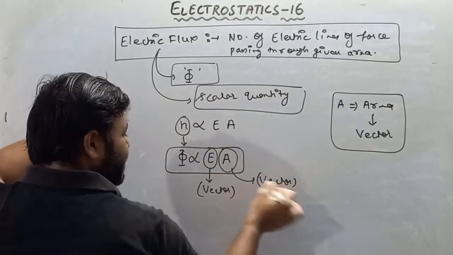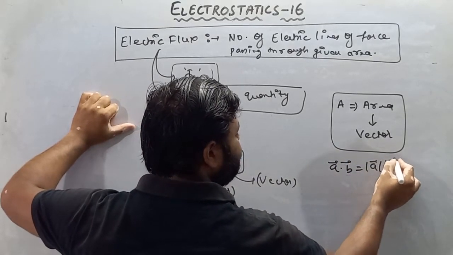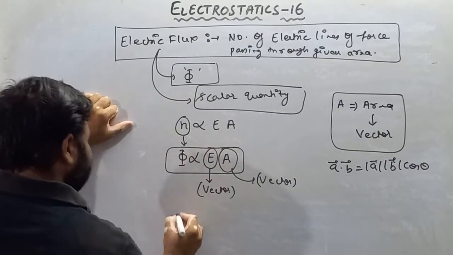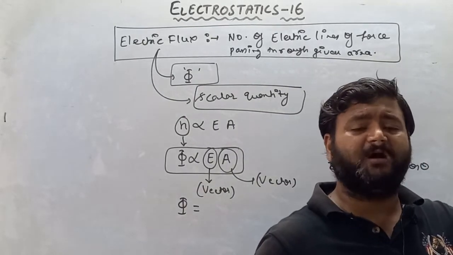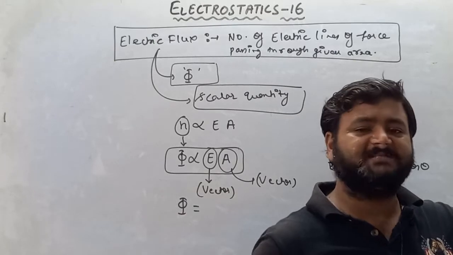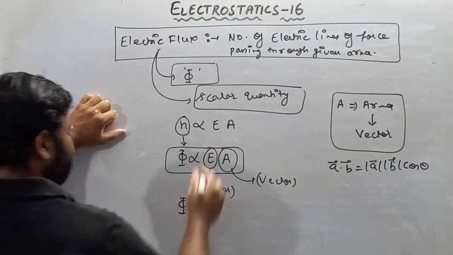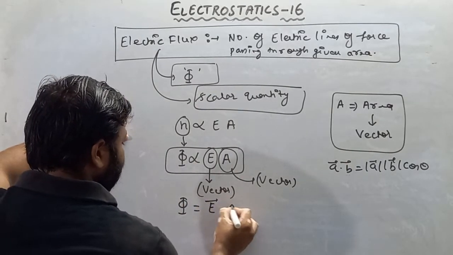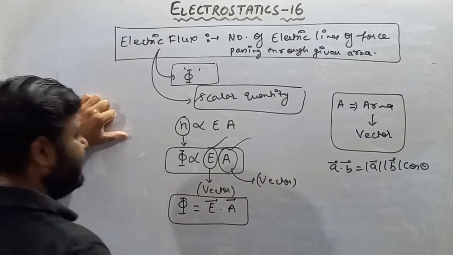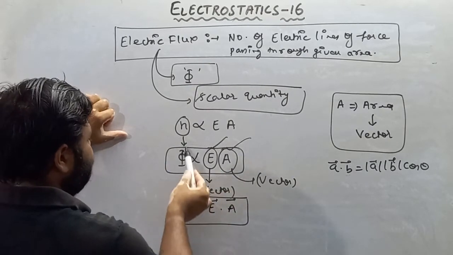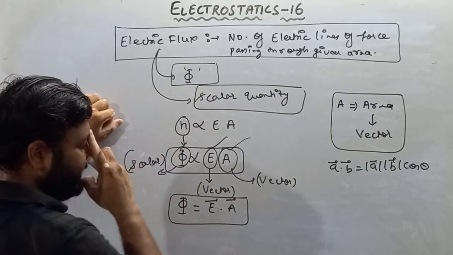So E is vector, A is vector, and we know that A vector dot B vector is equal to magnitude of A, magnitude of B, and cos theta. So we'll remove proportionality and put equal to, and an equal constant is introduced. The numerical value of the constant is 1, so we need not write any term in place of the constant. So flux is equal to E vector dot A vector, because E is electric field, A is area vector, E is vector, A is vector, and phi is scalar. So we know that if we need a scalar, then it must be a dot product.